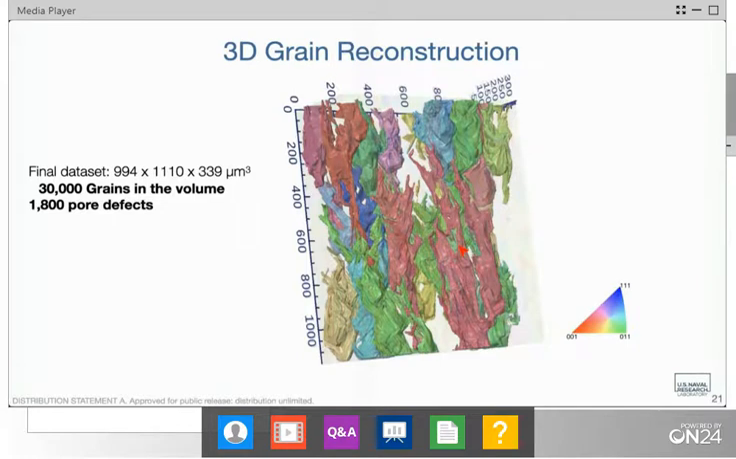Now, the other thing that is remarkable is that there are still 30,000 grains within this volume. And while these 40 grains are taking up the vast majority of the volume, most of the grains in the reconstruction are extremely small. They're very small. And there are also 1,800 pores that we identified. So it's just a very interesting microstructure. To have that breadth of grain size within the AM sample is something that was completely unexpected, as well as the ability to have these very elongated grains.